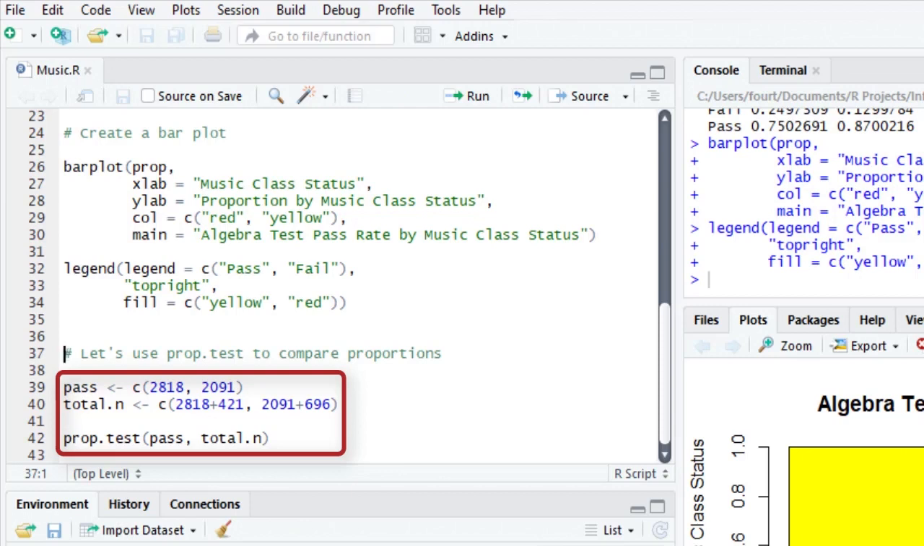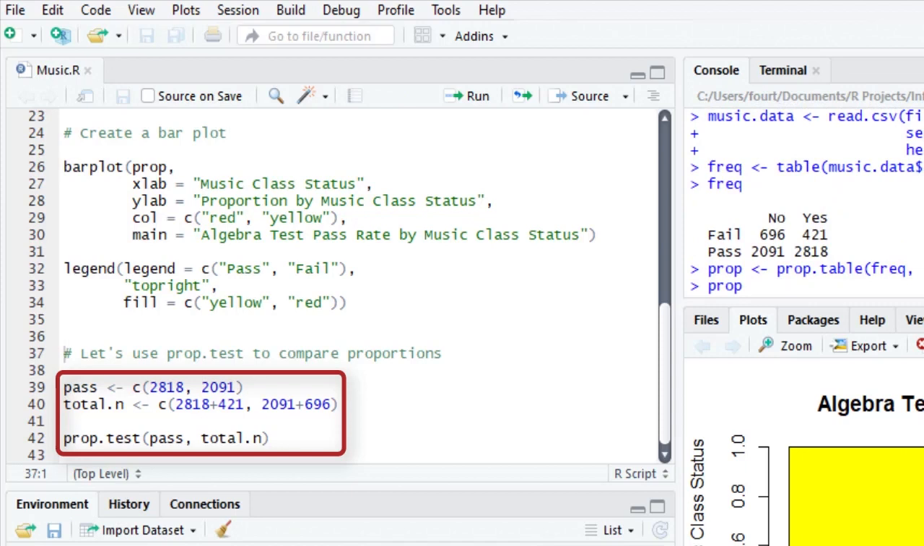And then I have to concatenate together the totals. If I look up at my frequency distribution, the total in the music group is 2,818 plus 421. I could go ahead and total that up and enter it in, or I can just put it with a plus sign and let R take care of the work for me when it is calculating my confidence interval. Similarly, I need to put in for those in the no music condition the total N, which is 2091 plus 696. Let's compare proportions.